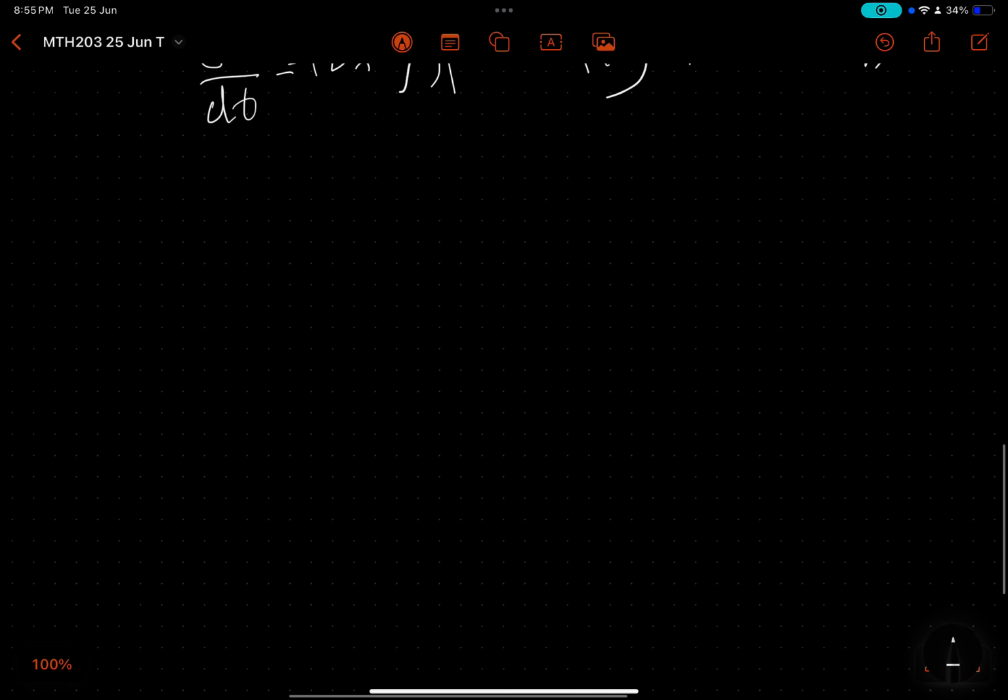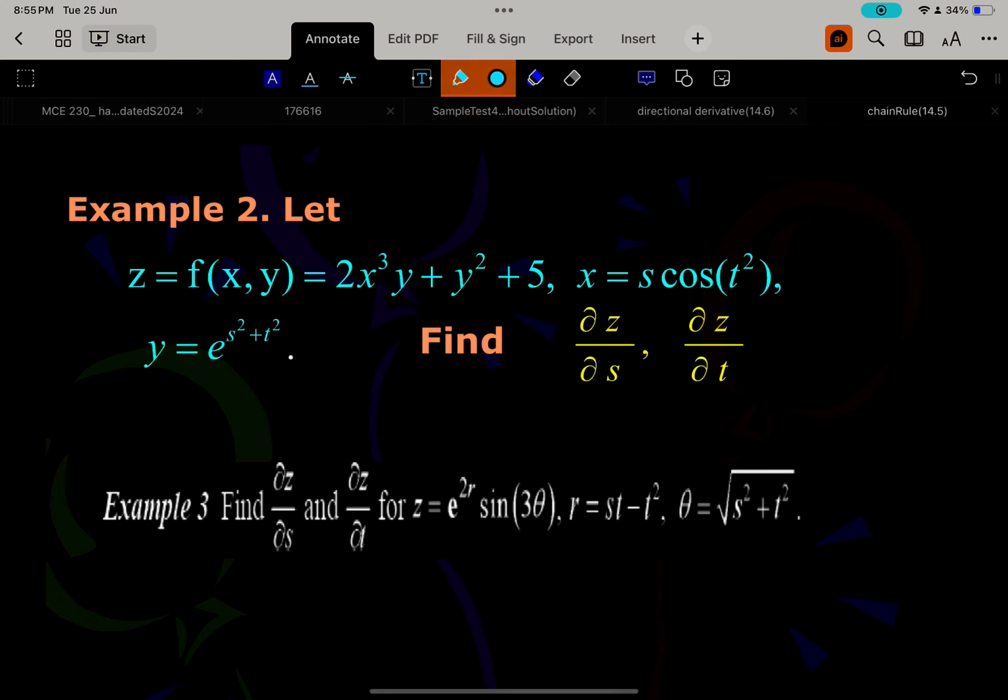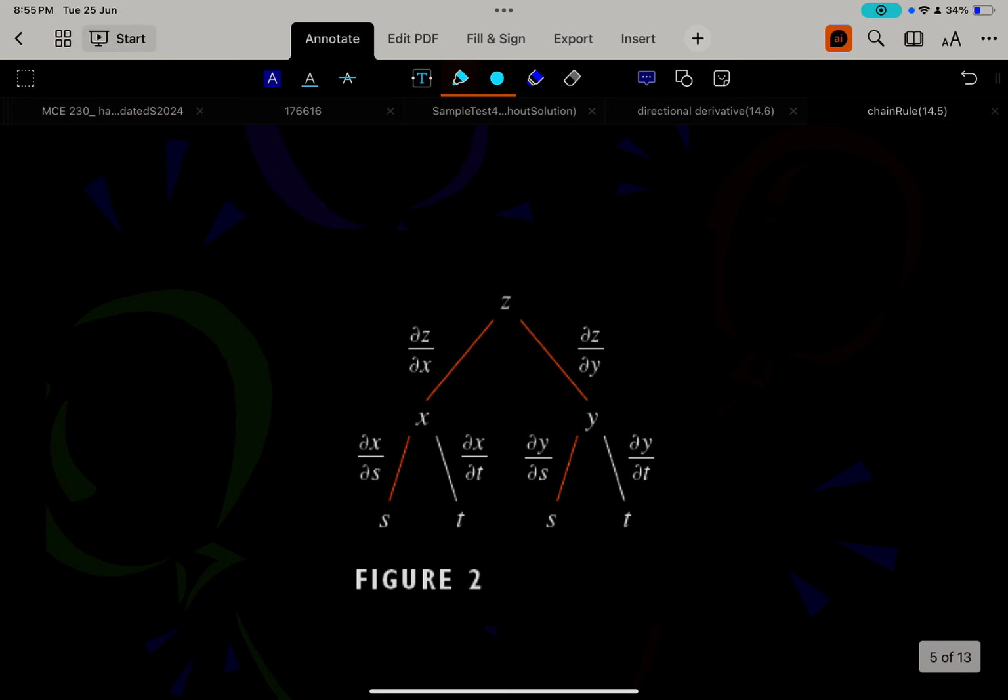Very easy. I love it. I love the chain rule. I thought this was harder, but to be honest, it's way more similar to the first case.